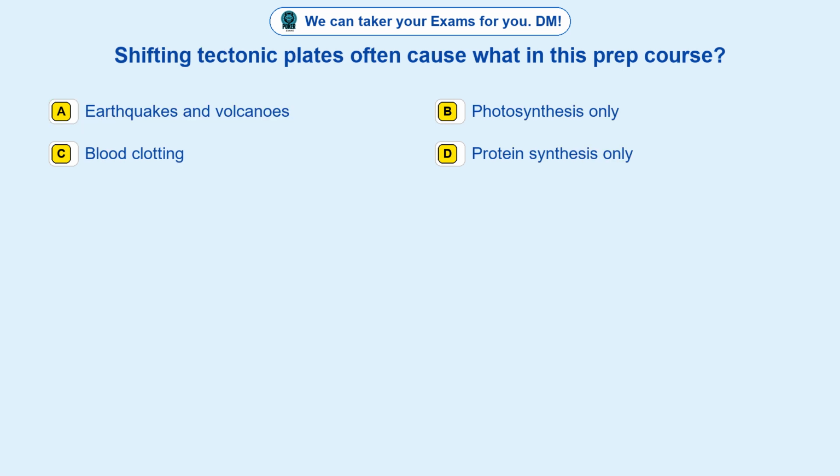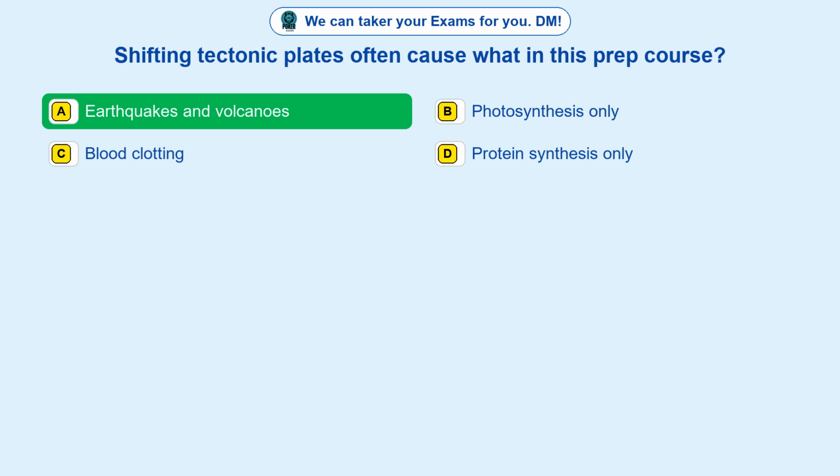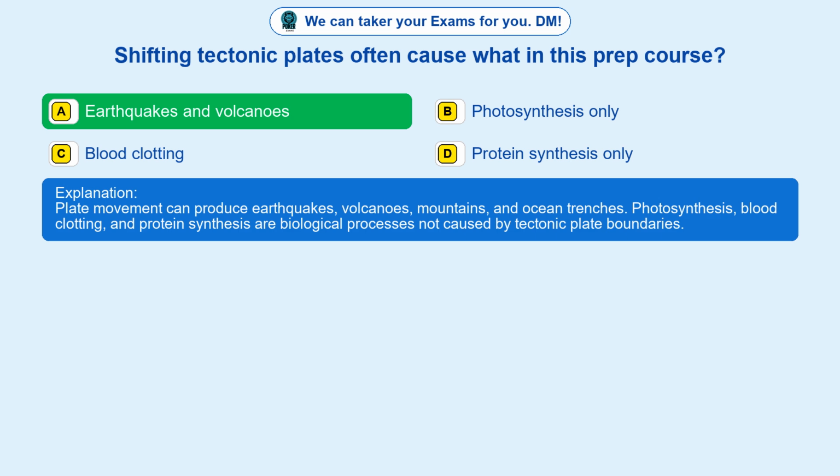Question 83. Shifting tectonic plates often cause what in this prep course? Option A, earthquakes and volcanoes. Option B, photosynthesis only. Option C, blood clotting. Option D, protein synthesis only. The correct answer is option A. Earthquakes and volcanoes. Plate movement can produce earthquakes, volcanoes, mountains, and ocean trenches. Photosynthesis, blood clotting, and protein synthesis are biological processes not caused by tectonic plate boundaries.